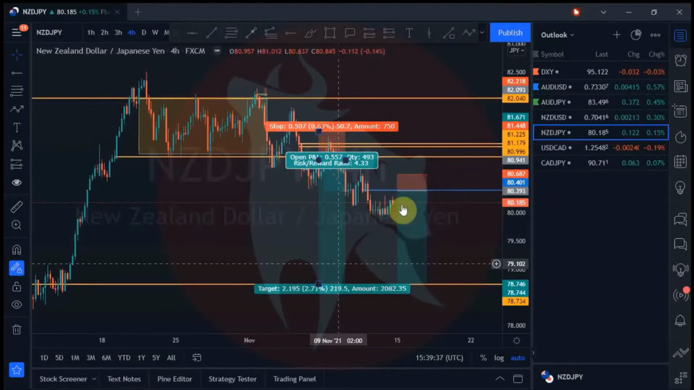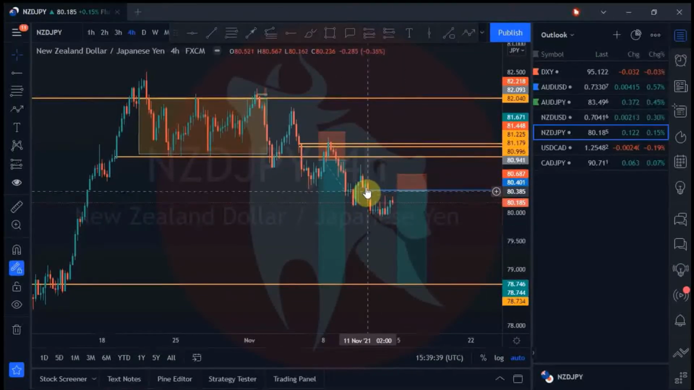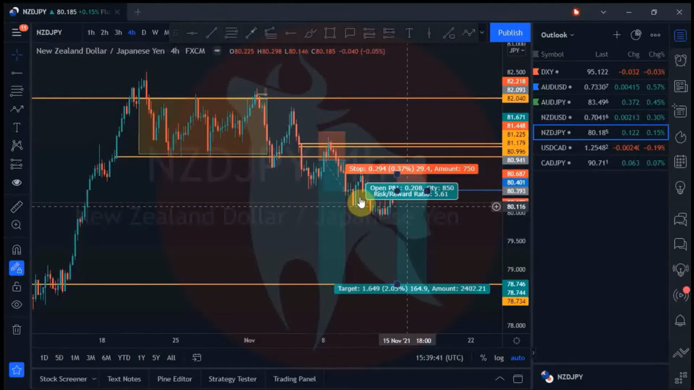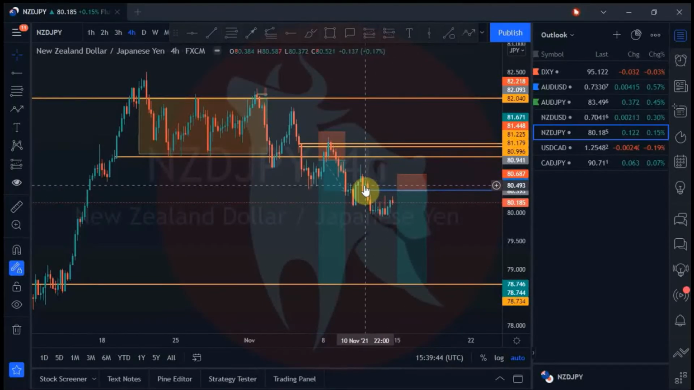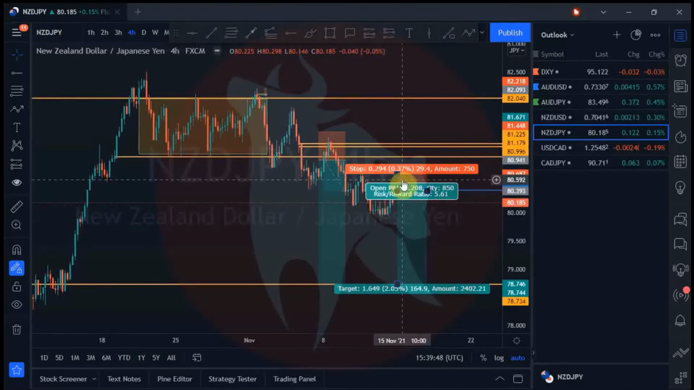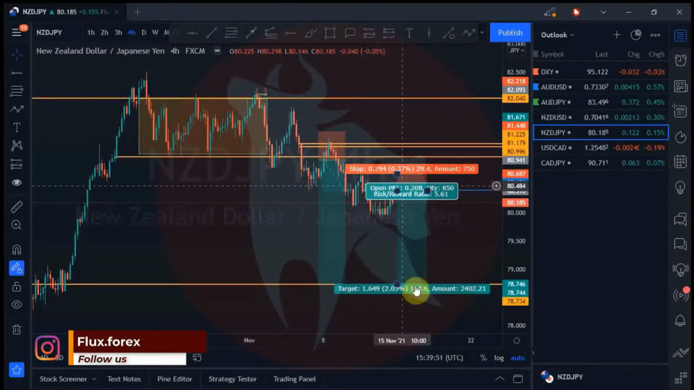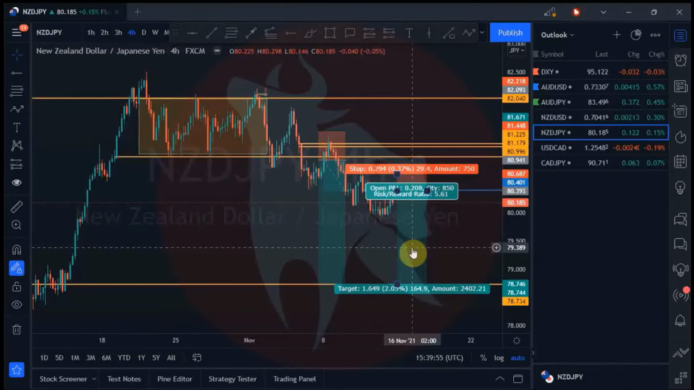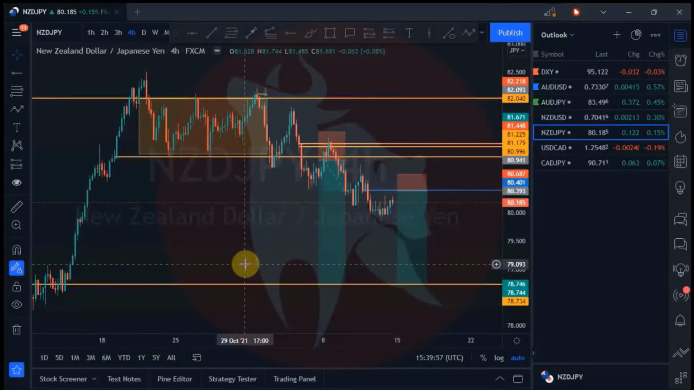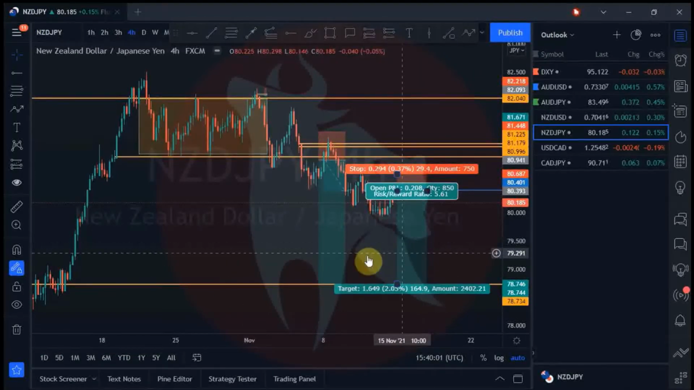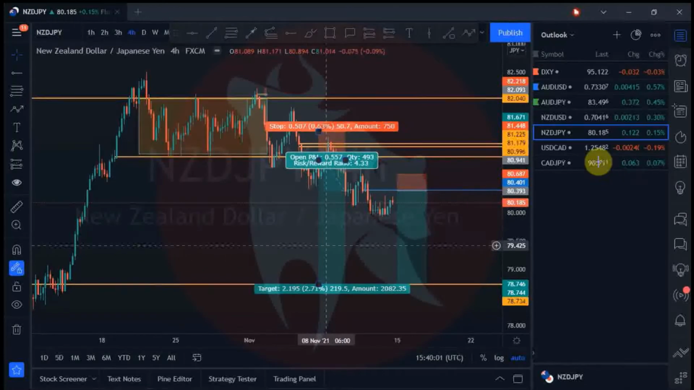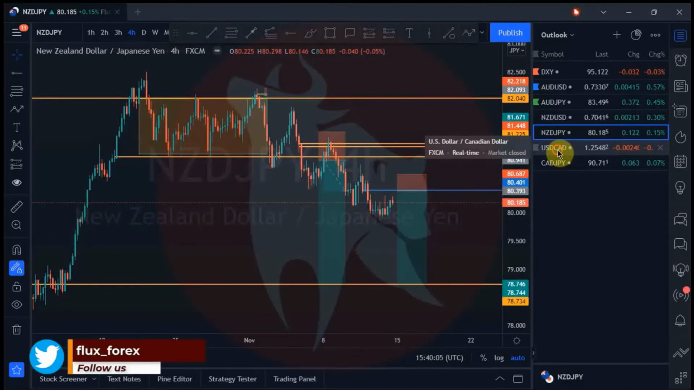Going into next week, I'll expect price to retrace to this other block. Once I see this, I'll take my entry with about a 29 to 30 pip stop, and I'll target this, which is going to give us about 164 pips on our new entry. That is my expectation on NZDJPY going into this week. Let's look at what is happening on USDCAD too.